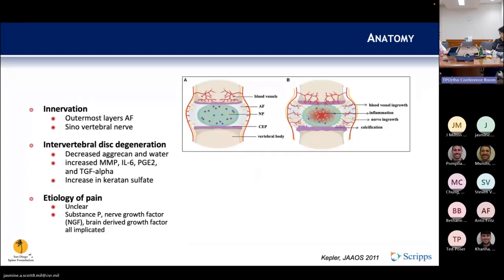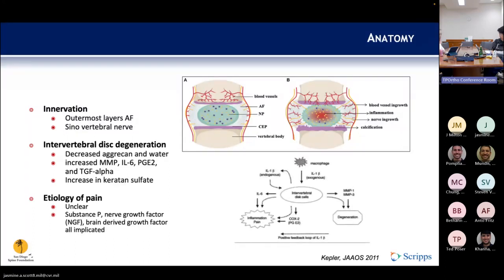This schematic I liked just in terms of showing where the innervation is. So the outermost layers of the annulus fibrosus are innervated by the sinuvertebral nerve. In terms of intervertebral disc degeneration, that can obviously be a whole separate talk unto itself. But the big takeaways that I saw were that there's decreased aggrecan, which also means that there's decreased water, increased cytokines and metalloproteinases, as well as TGF alpha, and then that increased keratan sulfate to chondroitin sulfate ratio.